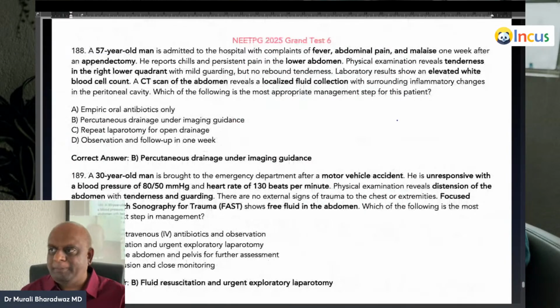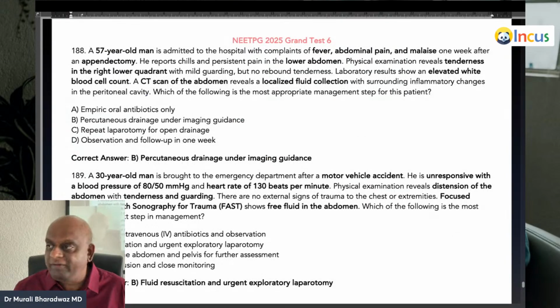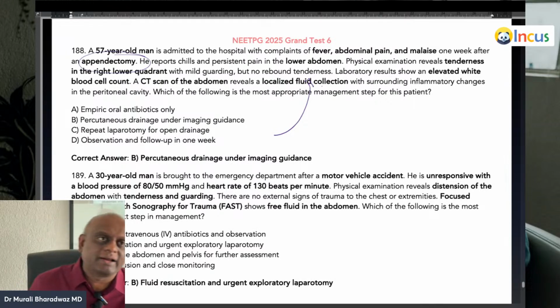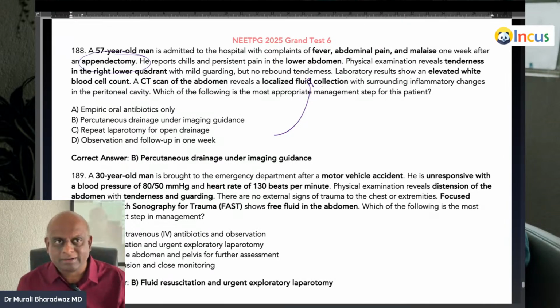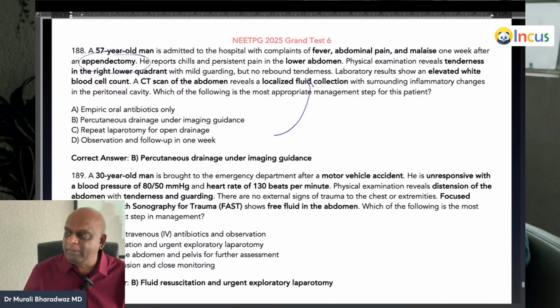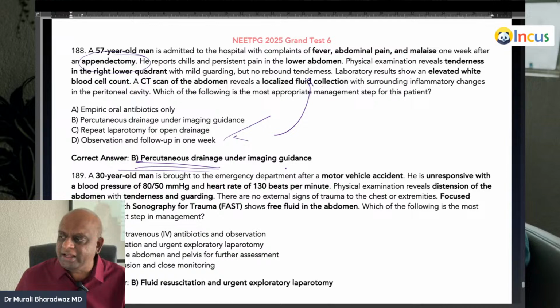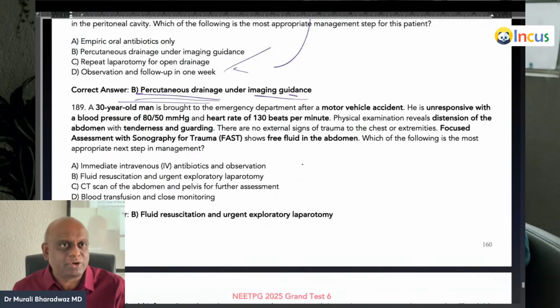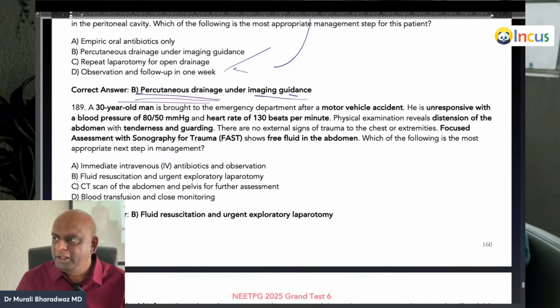57-year-old with fever, abdominal pain, malaise, 1 week after appendicectomy, and a localized fluid collection. Post procedure, he is having an intra-abdominal abscess: percutaneous drainage under imaging guidance. Subphrenic space is the most common location for the collection.